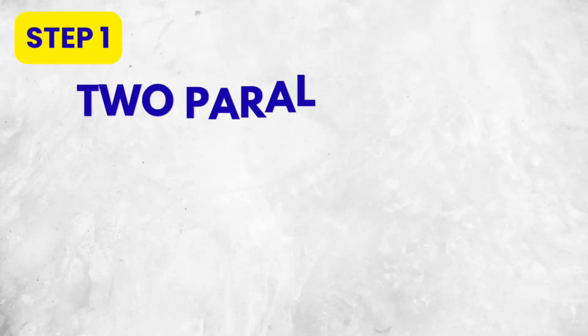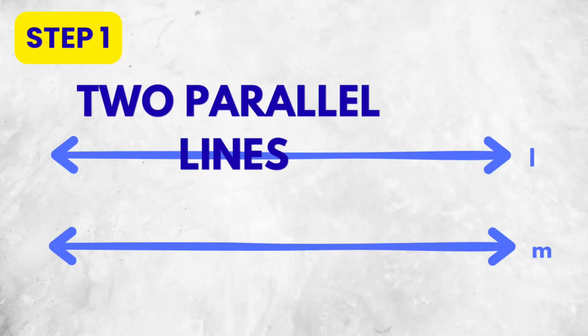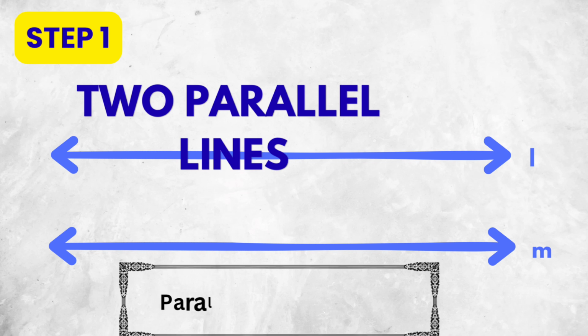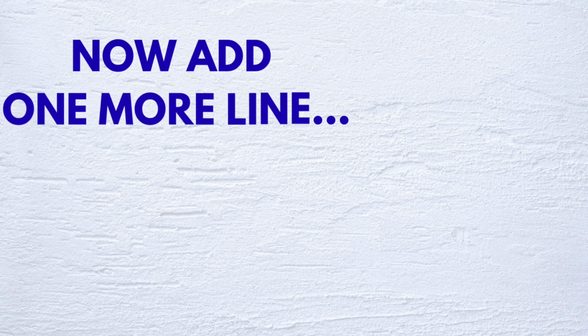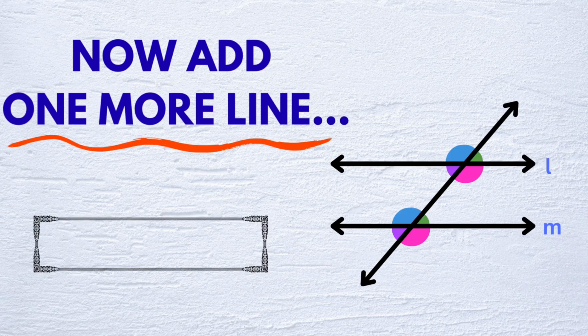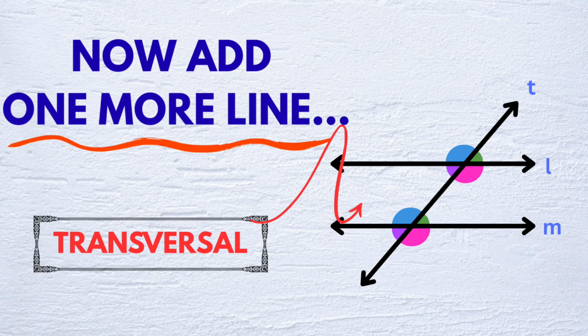Let's start with two parallel lines. You already know that parallel lines are lines that never meet even if they are extended infinitely in both directions. Here lines L and M are parallel. Now let's add one more line that cuts both of these lines. This is called a transversal.